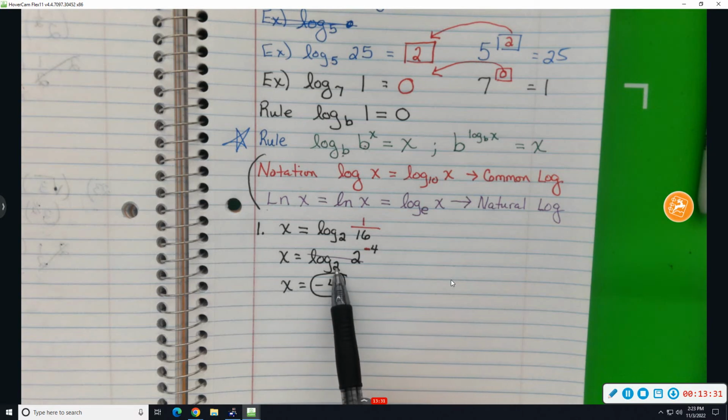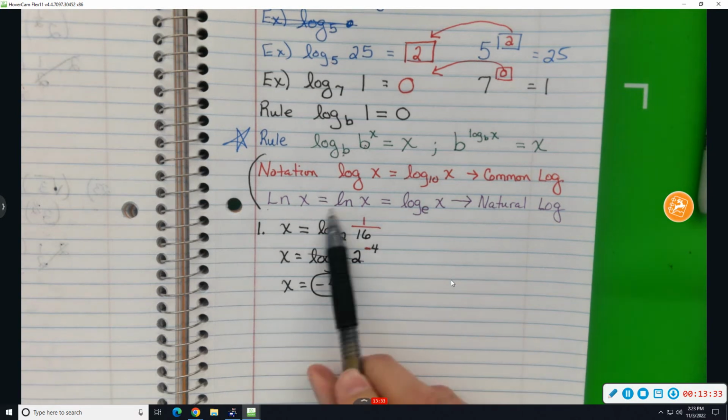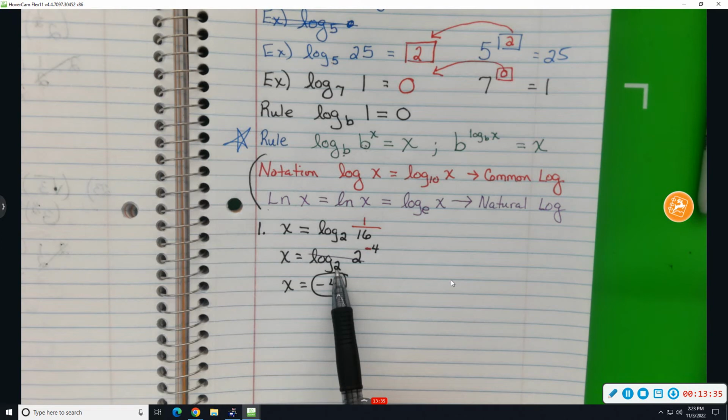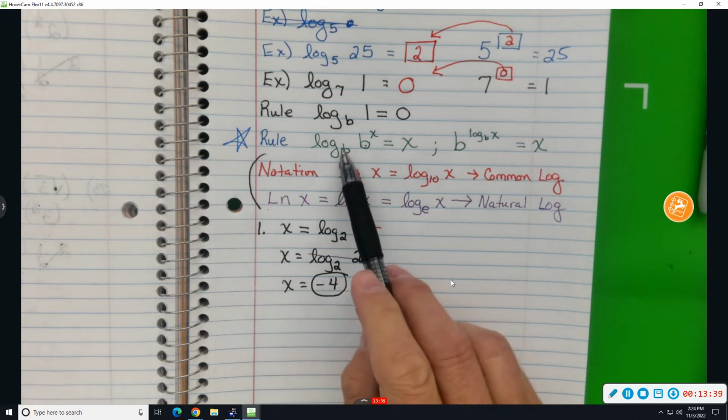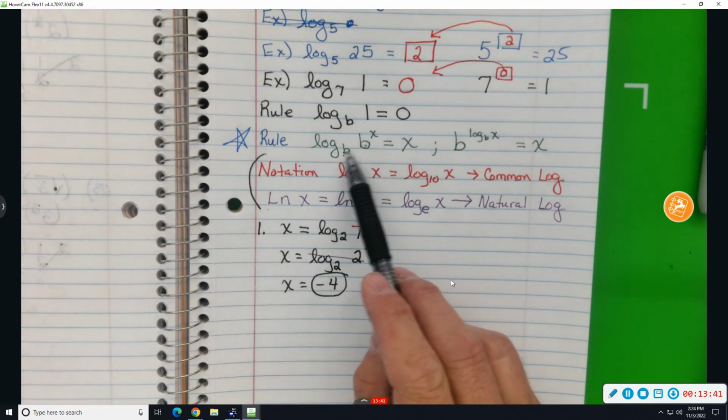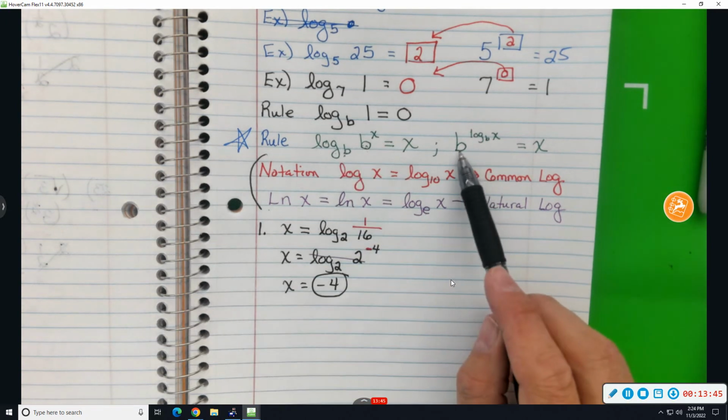So I'm rewriting this so that I have the same small base and big base. Because if you have the same small base and big base, they cancel each other out, whether it's written with the logarithm first or the big base first. Okay?